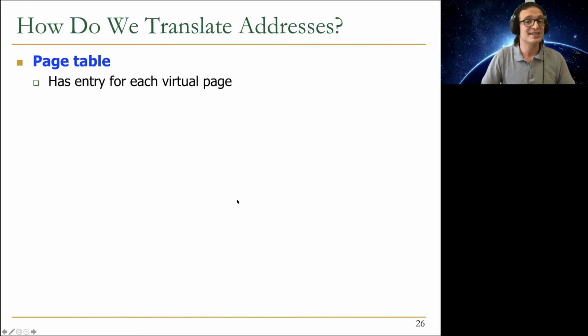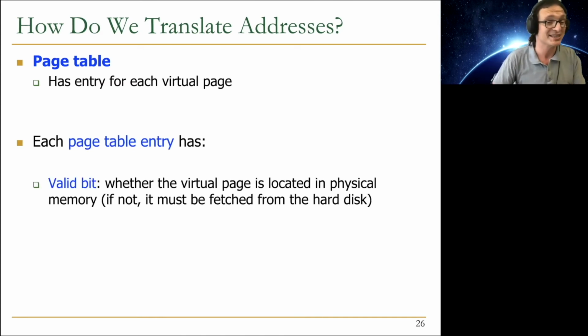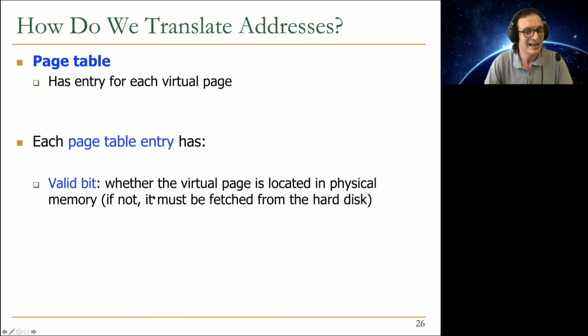Okay, so how do we translate addresses? The page table has an entry for each virtual page number, essentially. It has to. Otherwise, you cannot translate an address, and you won't be able to support virtual memory. Each page table entry has a valid bit, very similar to a cache again. This specifies whether the virtual page is located in physical memory, whether the virtual page is cached in the physical memory, essentially. If not, it must be. If you get an invalid bit, if the page table entry that you're accessing is invalid, you need to fetch it from the hard disk. Basically, that's a page fault.